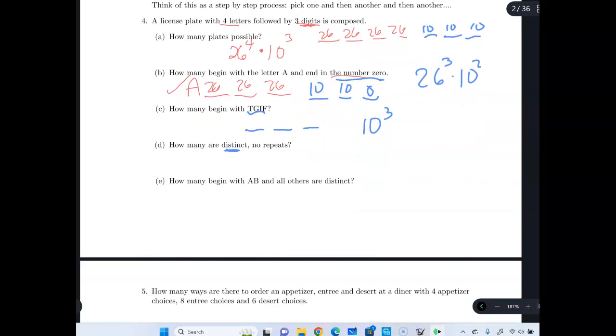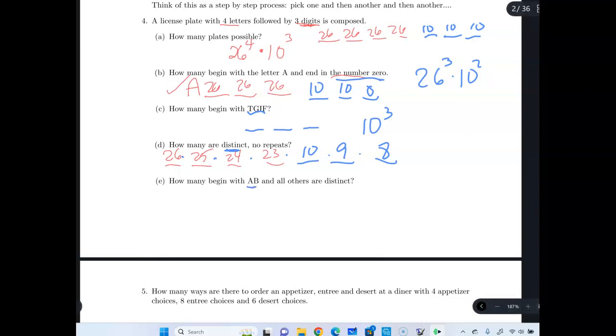Okay, so here we get to the distinct. I want no repeats. So of my 4 letters, I have 26 choices here, 25 here, 24 here, and 23 here. And then for my numbers, I'd have 10 choices here, 9 choices here, and 8 choices here. And just leaving that multiplied like that is beautiful.